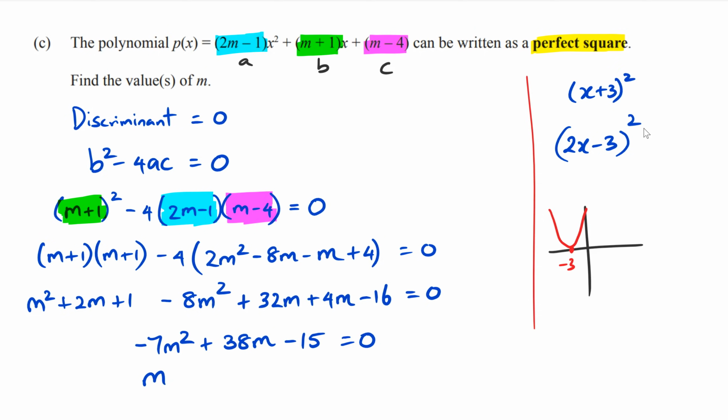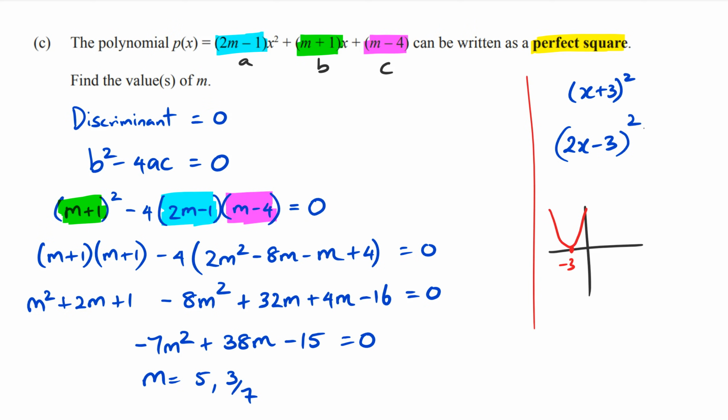So we're going to put down m is equal to 5 or 3 over 7. However, this part is important. Especially in level 2 algebra papers, it's always a good idea to go back and check if the final answers, the two answers that you get, are correct or wrong.